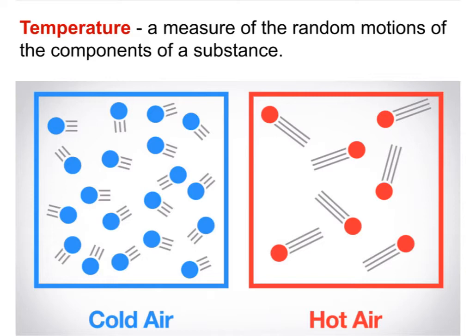Since we will talk extensively about heat and temperature, it is time to define those terms. Temperature is the measure of random motions of the components of a substance. These two boxes represent cold and hot air. The box on the right represents hot air. Those long lines show that particles in the air in the red box move very fast. The air in the box on the left has more particles, but that is not important. The shorter lines show that the particles in the blue box are moving slower than the particles in the red box, so the temperature of the air in this box is lower.